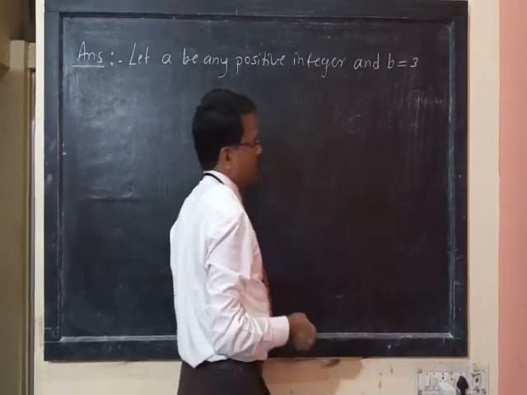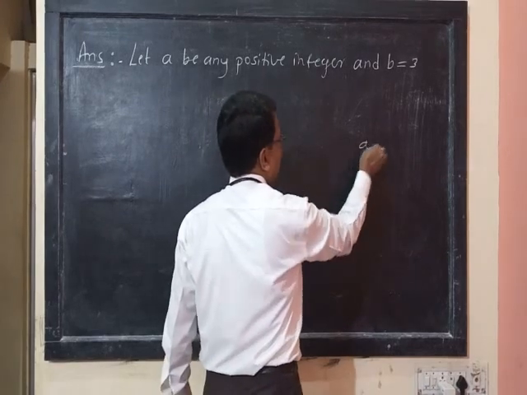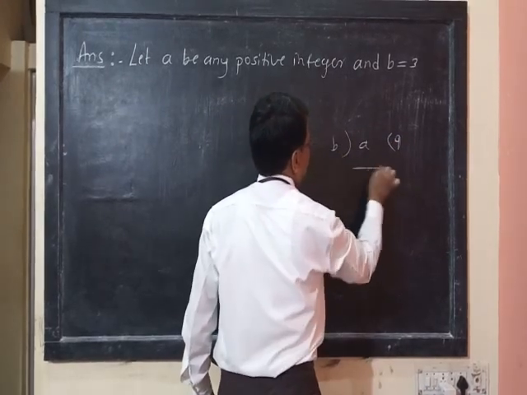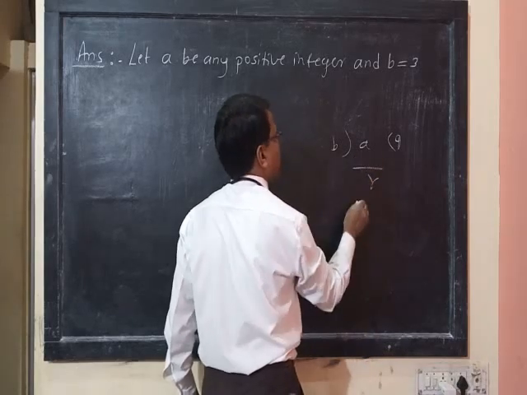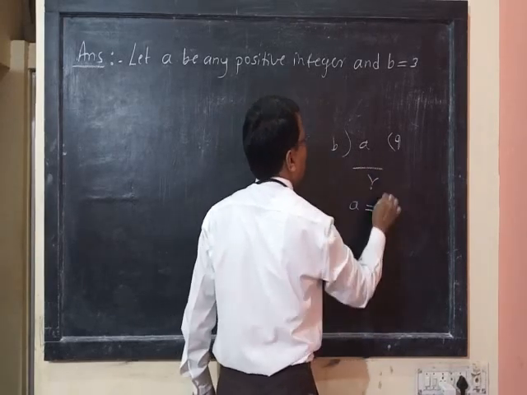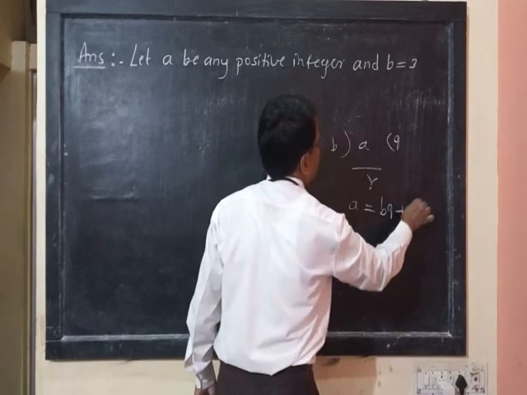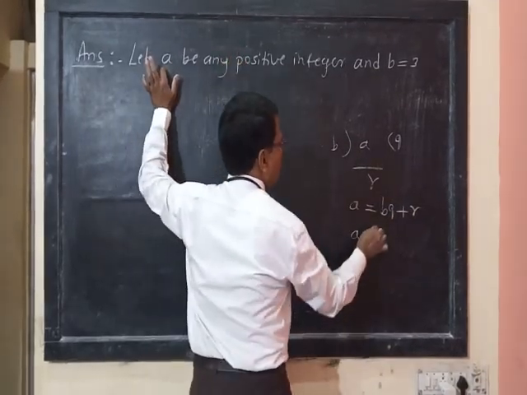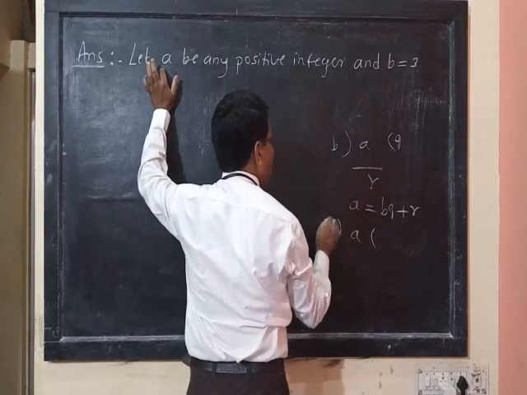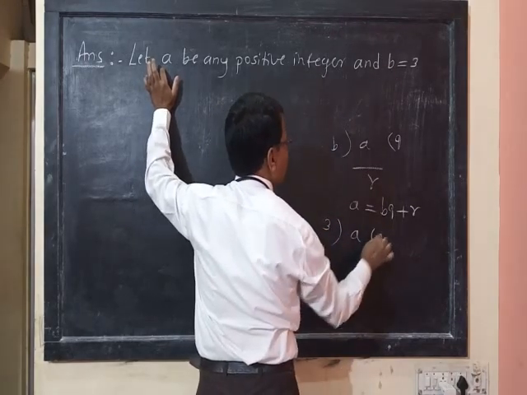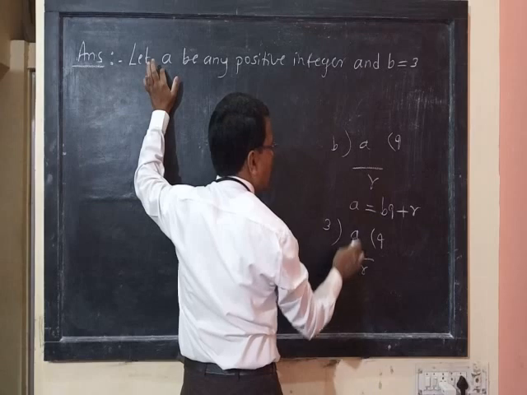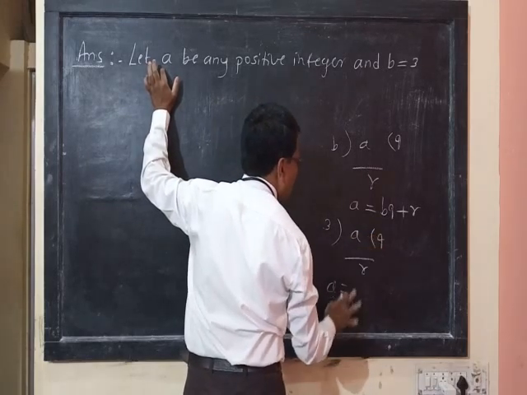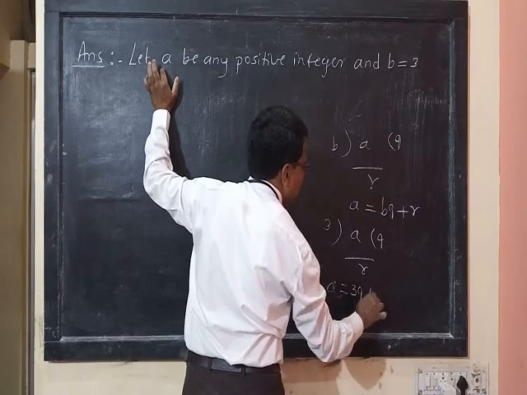Already we know Euclid's division lemma. If an integer A is divided by B, the quotient becomes Q and the remainder becomes R. So we can write A equal to B into Q plus R. Here in this case, integer A is divided by B equal to 3. So Q is the quotient, remainder is R. Therefore, you can write A equal to 3 into Q plus R.